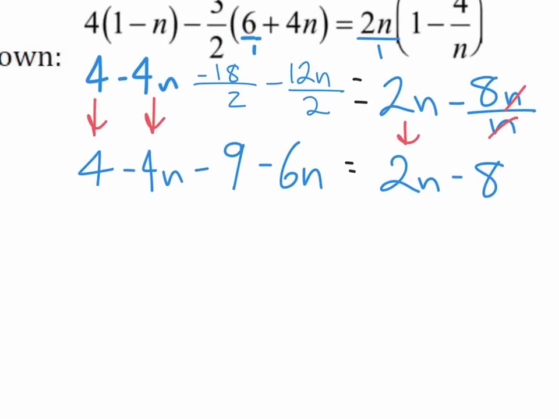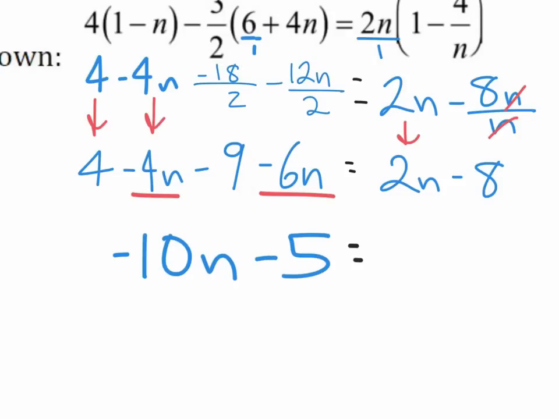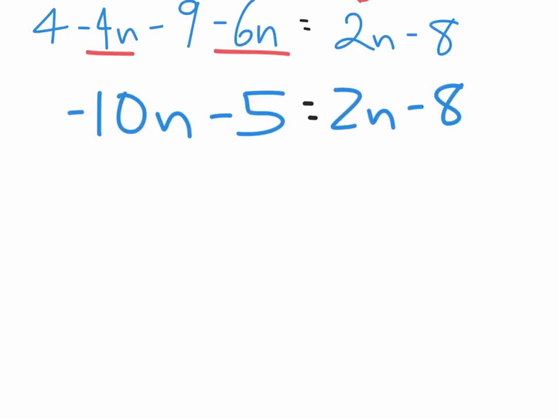Alright, can we combine like terms? What's the best approach? Well, I see we've got negative 4n, and I see we've got negative 6n. Negative 4n plus negative 6n is going to give us negative 10n, and positive 4 plus negative 9 is going to give us negative 5. And so this equals 2n minus 8. Alright, we're getting close. So we got negative 10n minus 5 equals 2n minus 8.